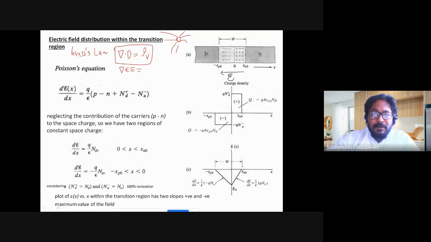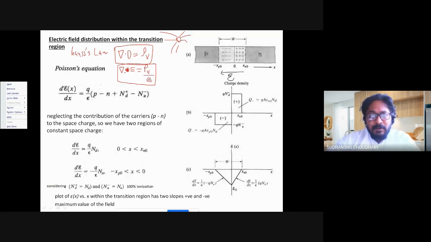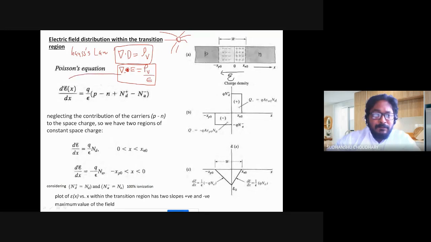So we have another relation, del dot epsilon E is rho V, right? Or maybe if I bring this epsilon down over here, so this becomes del dot E is rho V by epsilon. Okay. Divergence of E is equal to rho V by epsilon. Epsilon is again the permittivity of the conductor. Now this can further be written in this form.